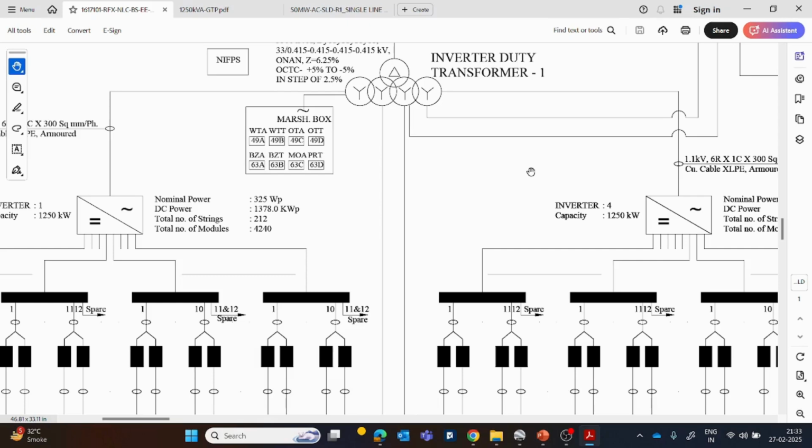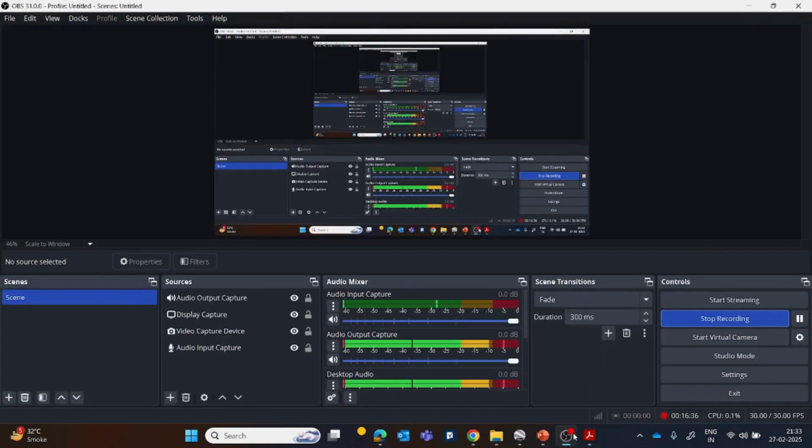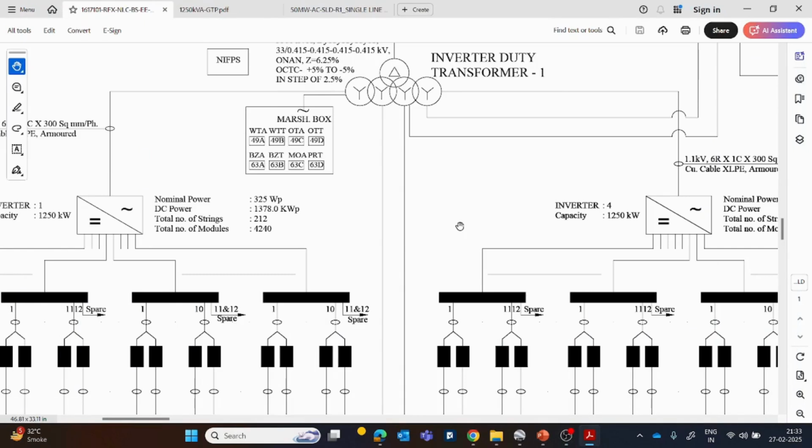But there is one thing to consider: the transformer should be capable of handling 100% of the inverter output, in case it happens for 1 hour or 2 hours. I think this is important. I remember one project where the transformer design was not capable of handling it, so it heated up. So this is a key consideration to check regarding the transformer.